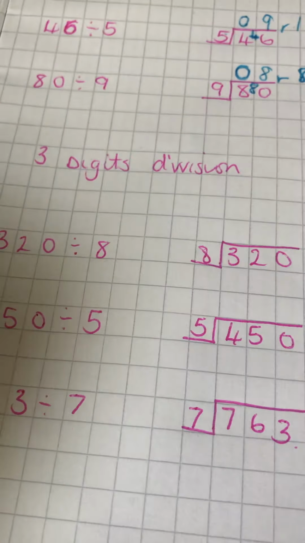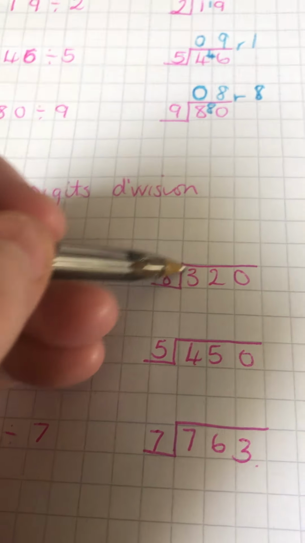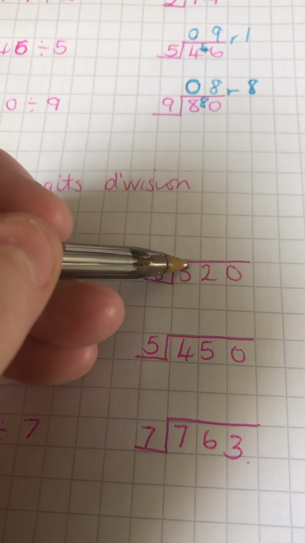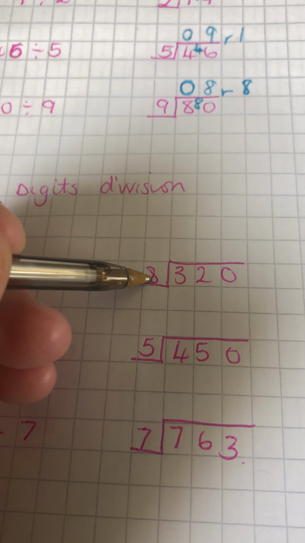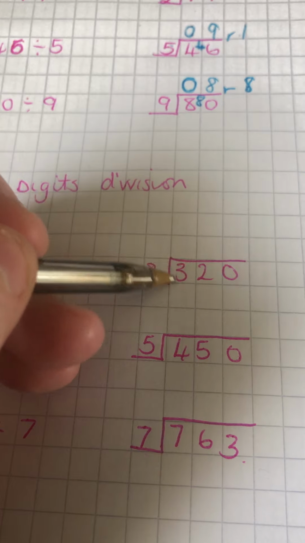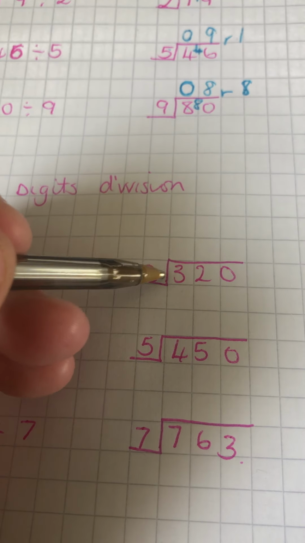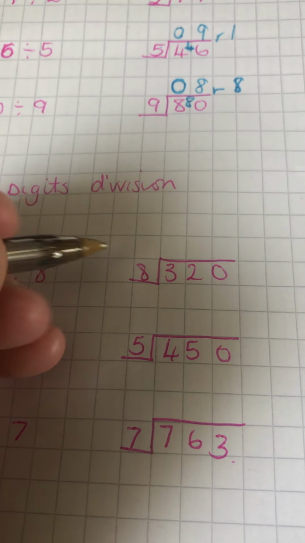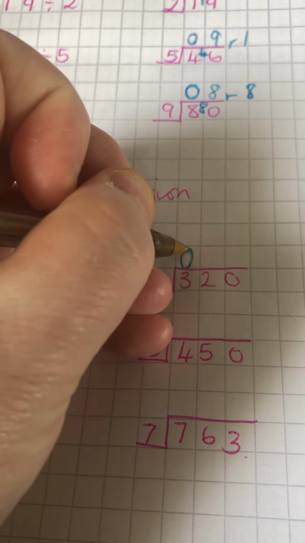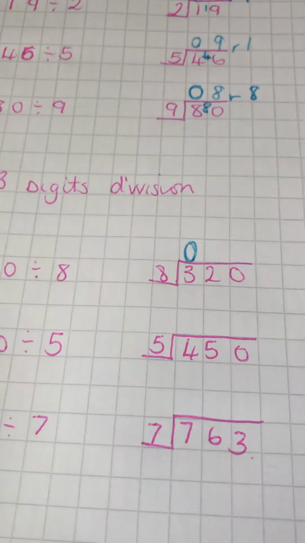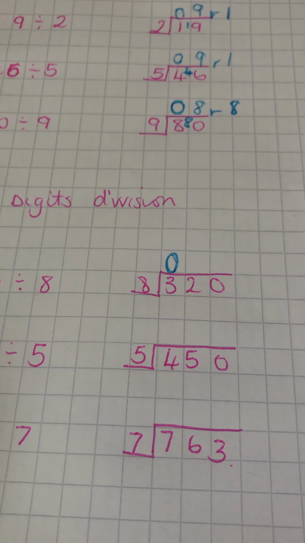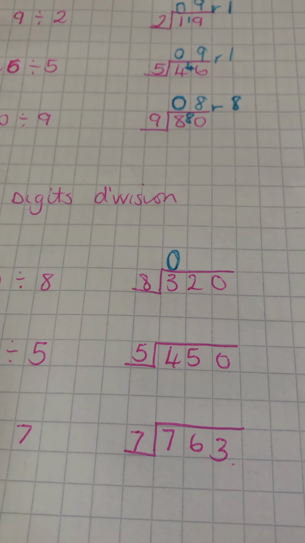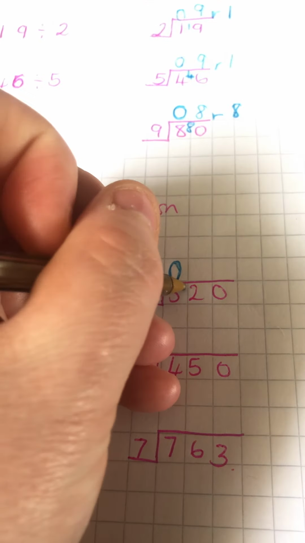It's 320 divided by 8. So we'll look at the first digit here. Can 3 be divided by 8? Nope. So what's the station below 3 in the 8 times table? 8 times something makes the number below 3. That's right, it's 8 times 0 makes 0. And then how many have we got left over? 8 times 0 makes 0, and we've got 3 left over.